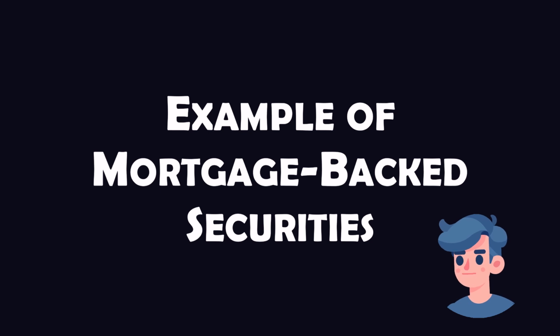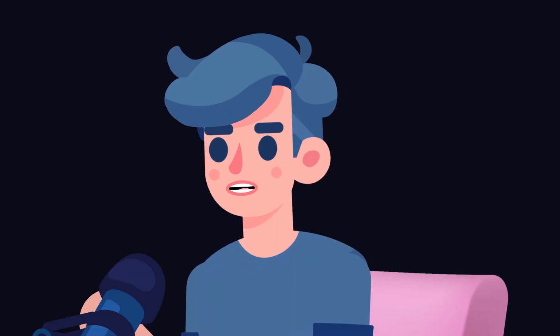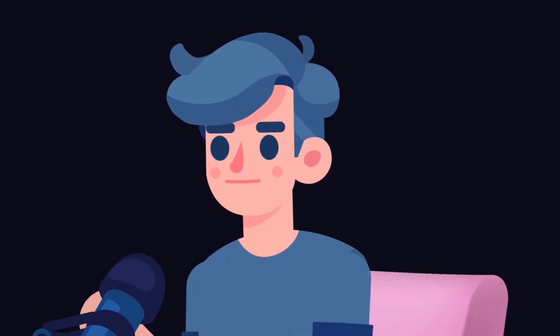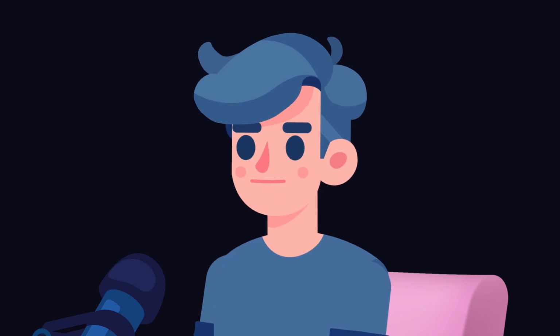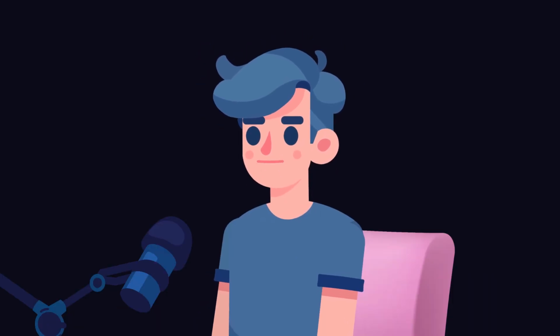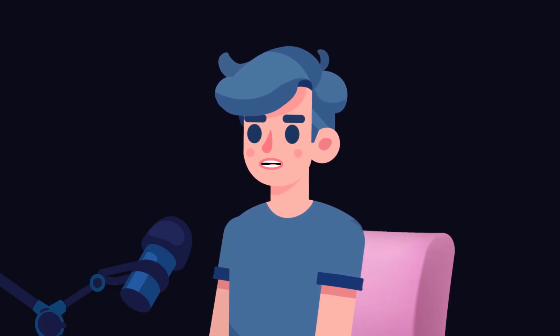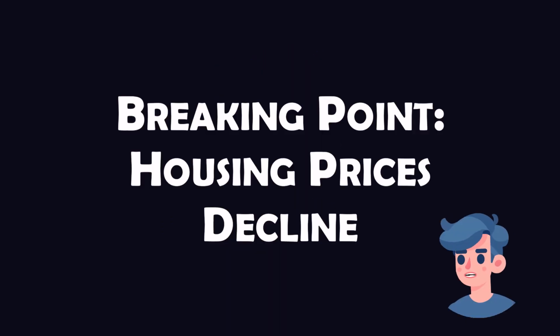Let's look at a simplified example. If Bank A issues 1,000 subprime mortgages and packages them into an MBS, the risk of those loans defaulting shifts away from Bank A to the investors who buy the MBS. This model seemed sustainable until housing prices began to decline in 2007.